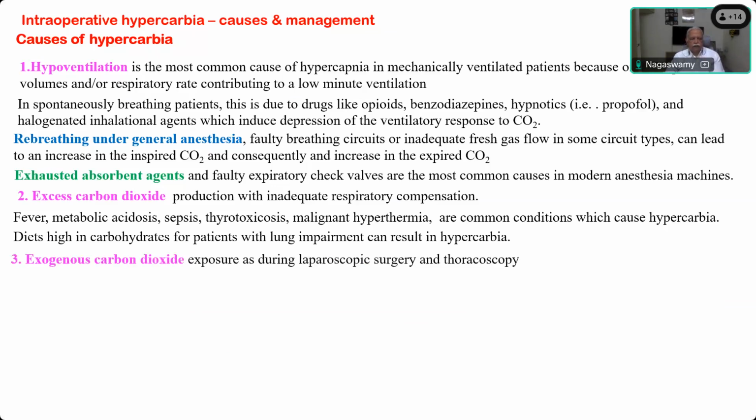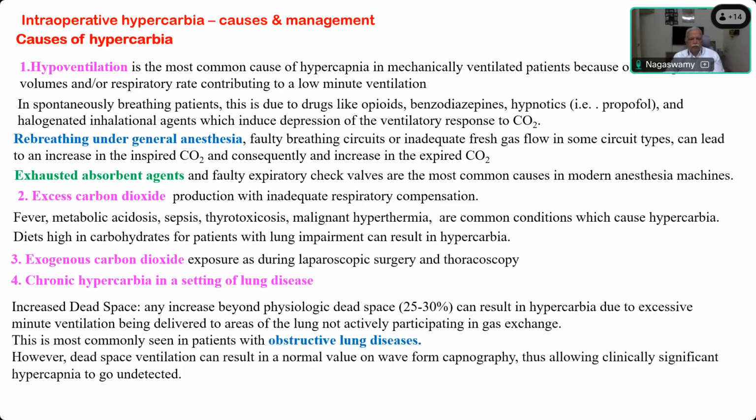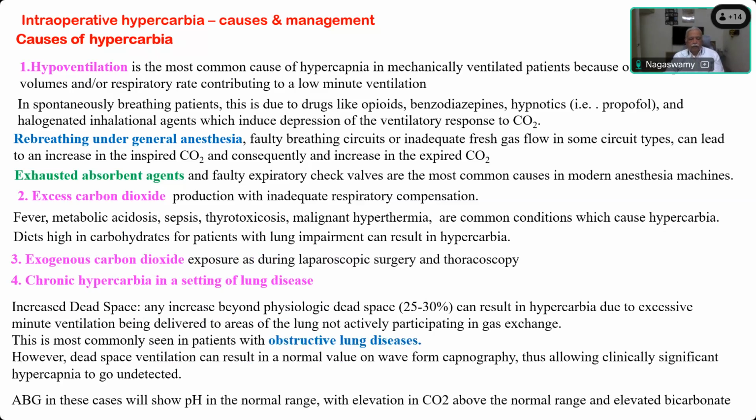The third factor is exogenous carbon dioxide exposure during laparoscopic surgery and thoracoscopy, and chronic hypercarbia in the setting of lung disease. Increased dead space beyond physiological dead space can result in hypercarbia due to excessive minute ventilation, and this is most common in obstructive lung disease patients. However, this can produce a normal value in capnography, thus allowing clinically significant hypercapnia to go undetected for a long time. ABG will show a pH in the normal range.